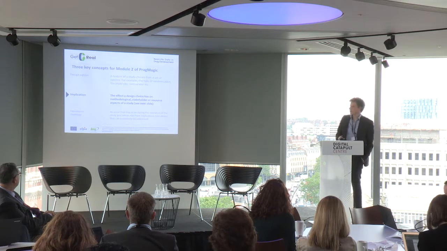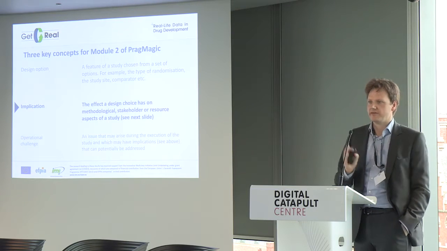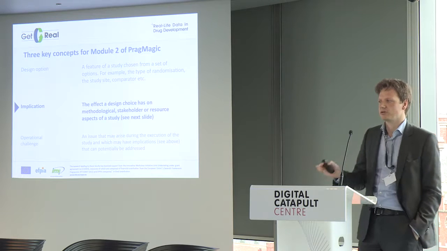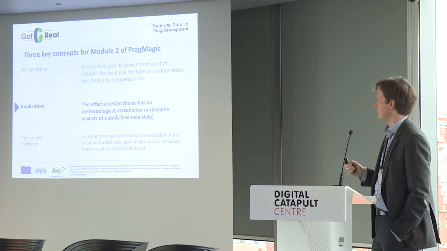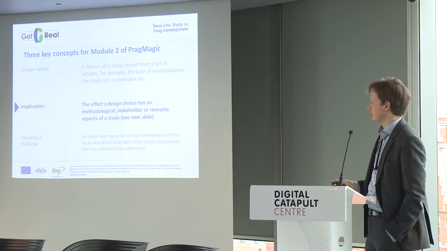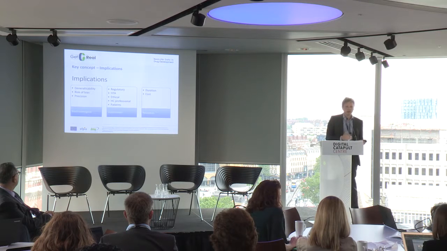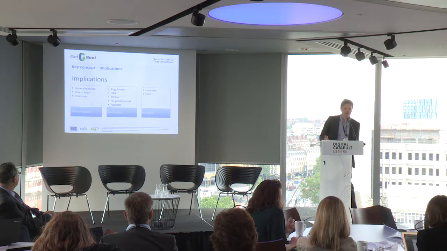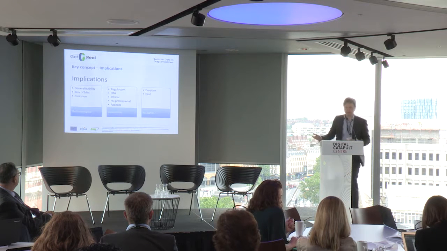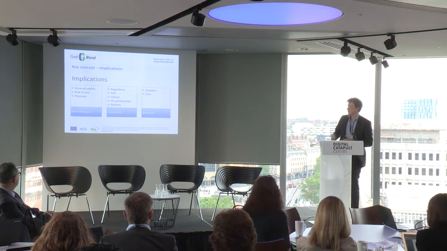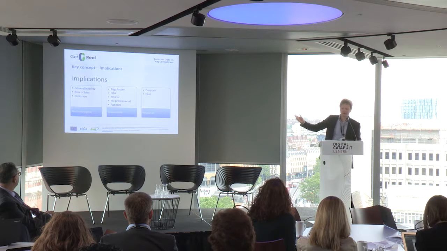The second concept is the implication. Those are the effects or the impact that a certain design option has on a number of methodological, stakeholder, or resource aspects of the study. Also these were introduced briefly before by Iris, but just to highlight them here, we have 3 categories. They can have methodological implications for a design option that you make. For example, if you choose a placebo as a comparator, that will have implications for the generalizability of your findings, perhaps. There are many other methodological implications, of course, as well.